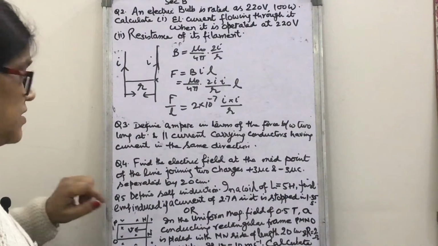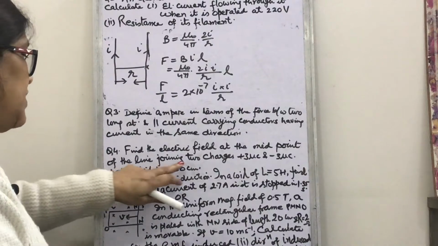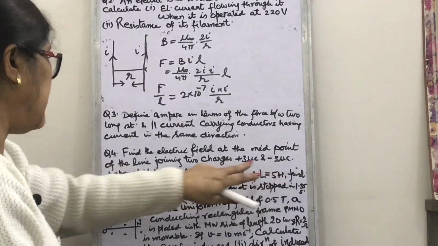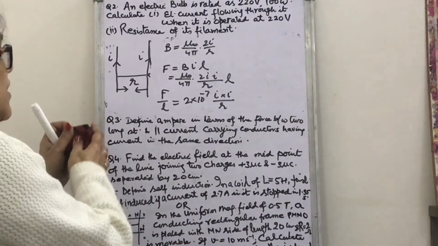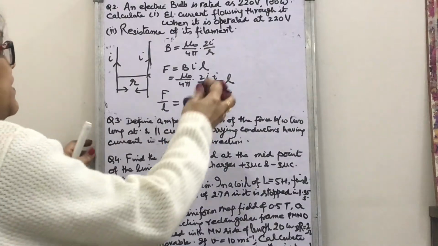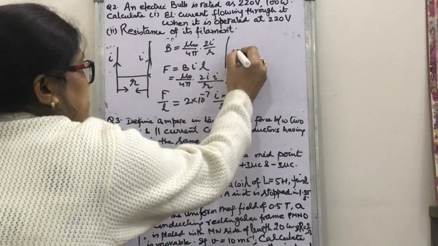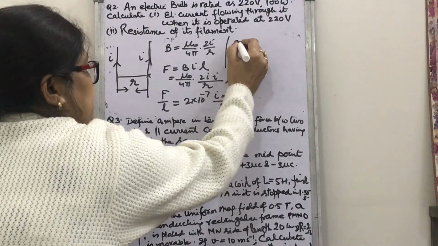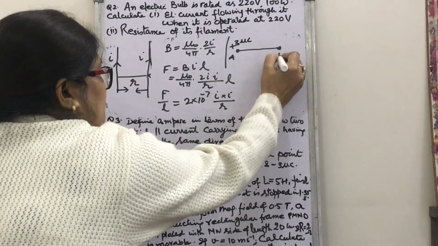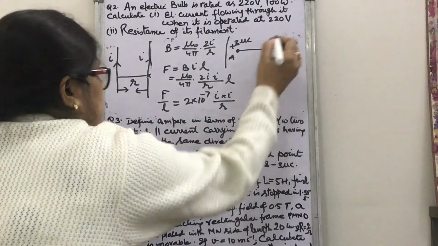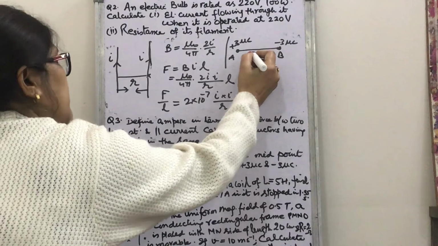Question 4. Find the electric field at the midpoint of the line joining two charges plus 3 and minus 3 microcoulomb separated by 20 centimeter. Look here, if any question is given, then how to solve it? Draw the figure. One charge is plus 3 microcoulomb and at point A it is placed, and the other charge is at point B and minus 3 microcoulomb. You have to find the electric field at the midpoint.